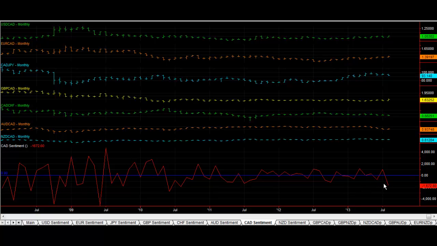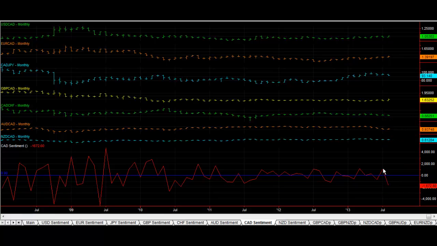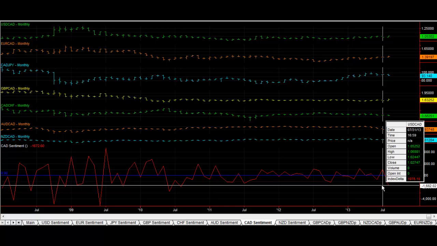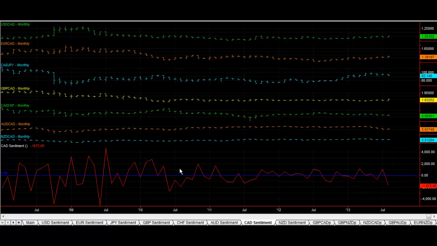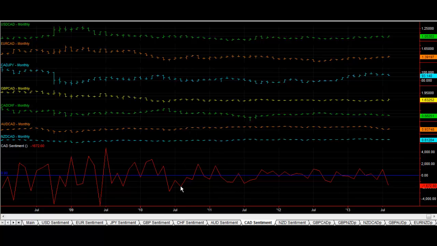The Canadian dollar here is almost the exact opposite of the British pound. It's been relatively stable, hugging this blue line until we got to August 2013. We see a significant move lower here below the blue horizontal line. And in fact, the Canadian dollar registered its worst performance since August of 2010.